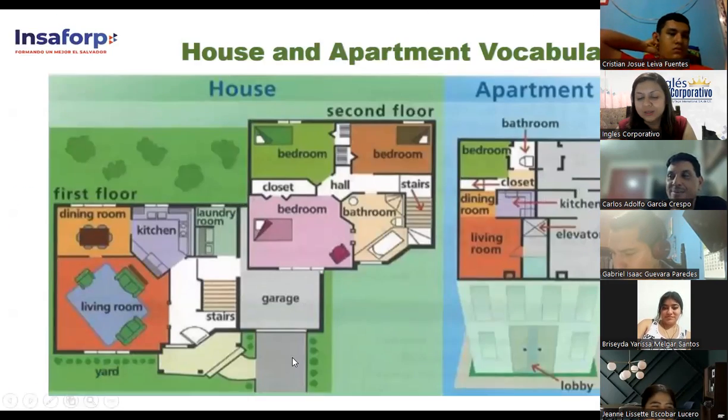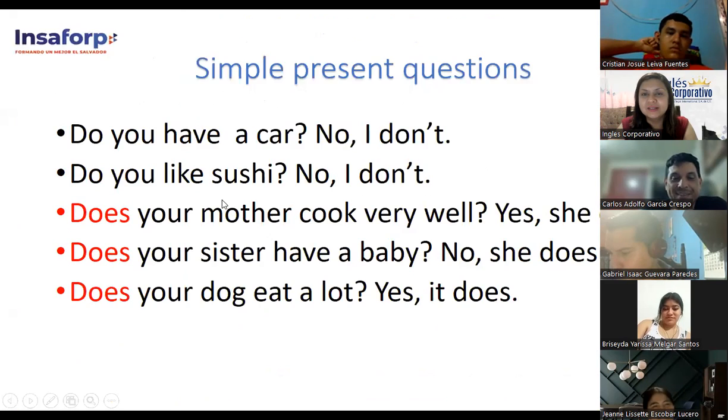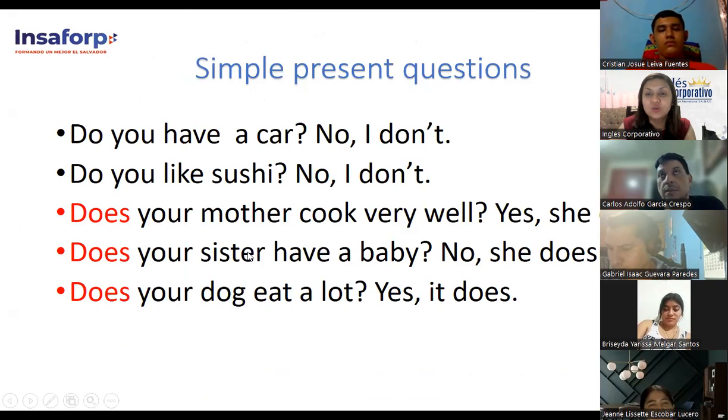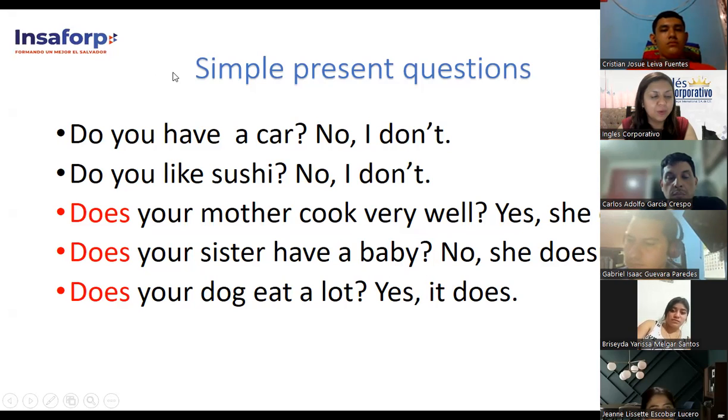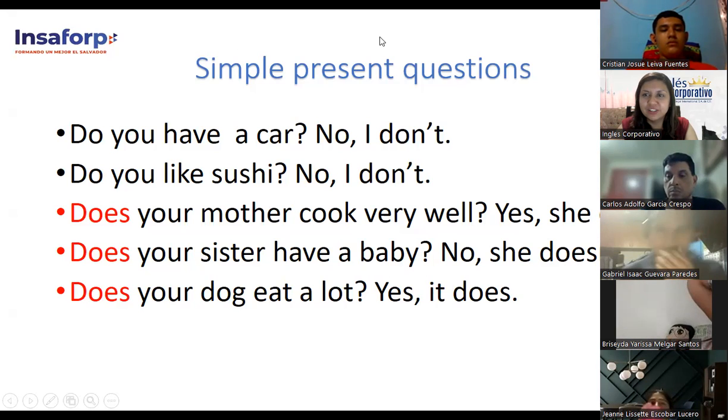Good. So you notice the difference? We use that for the third person singular, right? In this case, your mother is she, your sister is also she, and your dog or your cat is? It. Exactly, it. Very good. So now, guys, I would like you to type questions in the chat. Okay, in this moment, you are going to type questions in the chat.